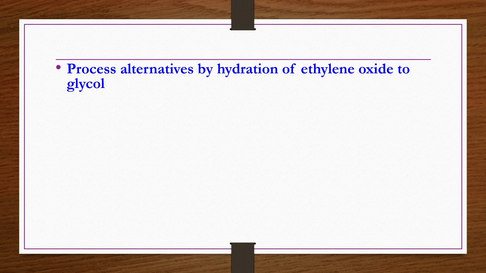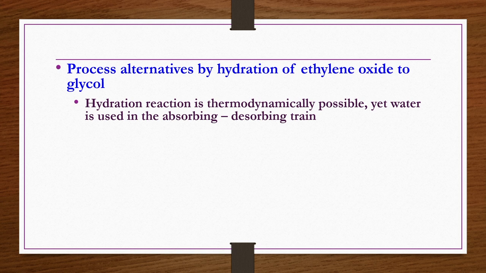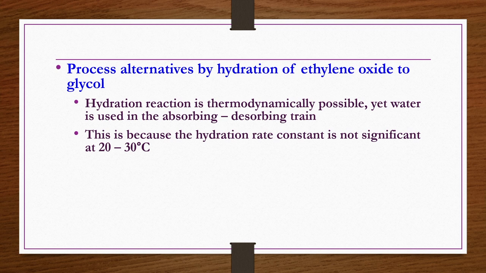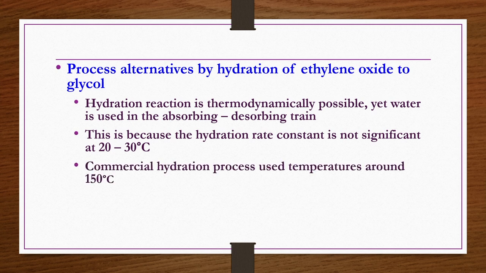And then the final engineering problem or alternative is process alternative by hydration of ethylene oxide to glycol. Hydration reaction is thermodynamically possible, yet water is used in the absorbing desorbing train. This is because the hydration rate constant is not significant at low temperature. If the hydration of ethylene oxide to ethylene glycol happened at a better rate at atmospheric conditions of 20 to 30 degrees centigrade, then you could do that. But that is not happening, and because of that, absorbing and desorbing trains are used in the process. Commercial hydration processes use temperatures around 150 degrees centigrade in general.